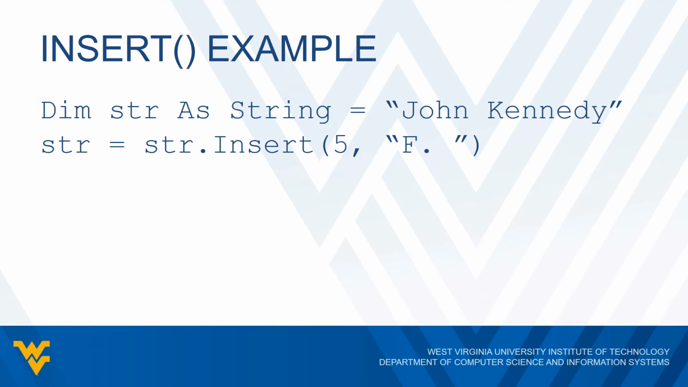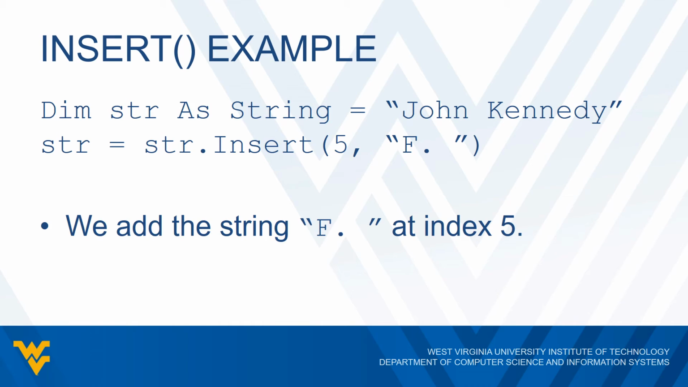Here is another example just to show that we could insert characters in the middle of a string as well. So in this case we have the string John Kennedy, and then our insert method is going to look at index 5 of our original string, and then we're going to insert the characters F, a period, and then a space. So what we're basically doing here is we're adding that string F period space at index 5.